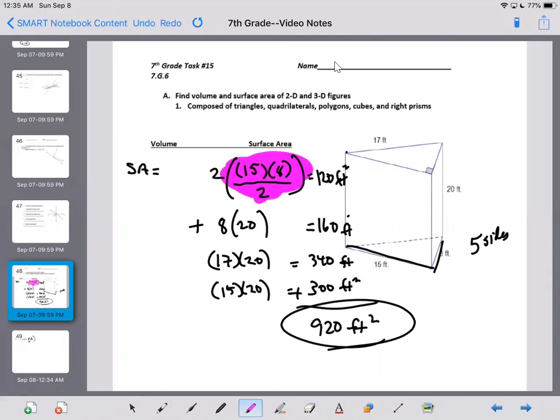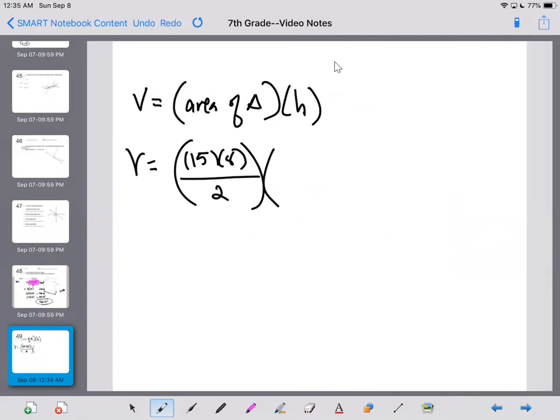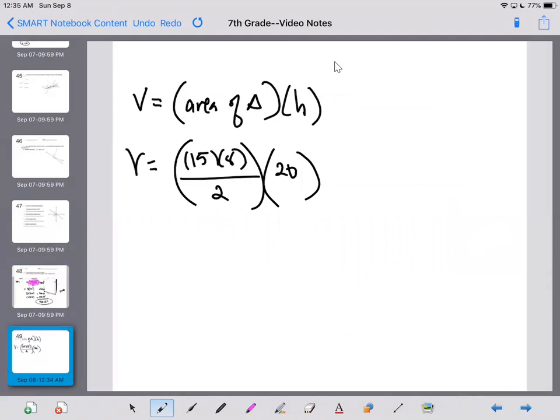So when you're finding the volume, you're going to do the area of that triangle, but you also got to bring in the height of it. So the volume of this would be 15 by 8, so length times width, but divided by 2. And then the height of the triangle was 20. Remember, the height there was 20. So when we simplify this, we're going to get 15 times 8, and then divide that by 2, and then multiply by 20.